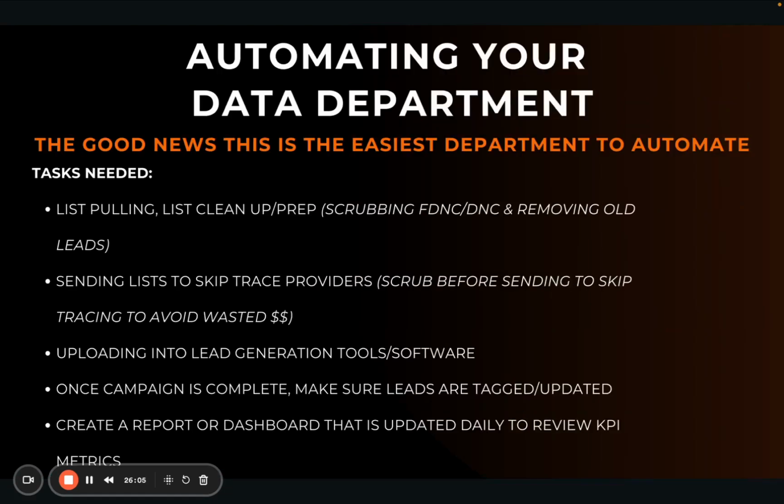As we wrap up, the goal is, okay, we've gone through some ideas, getting some resources available now for skip tracing options and list building options for your data team. Now let's talk about automating it. And the good news is this is the easiest department to automate.